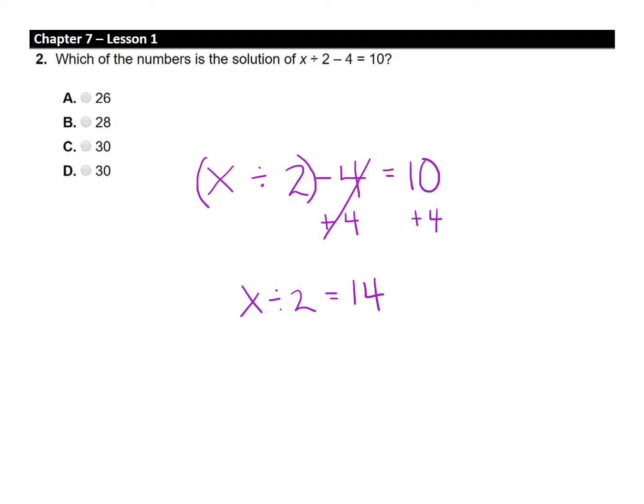Now, to leave x by itself, I'm going to do the inverse operation of division, which is multiplication. So I'm going to multiply by 2 on both sides, divide by 2, multiply by 2 cancels out, and x equals 14 times 2, which equals 28. And that is answer choice B.